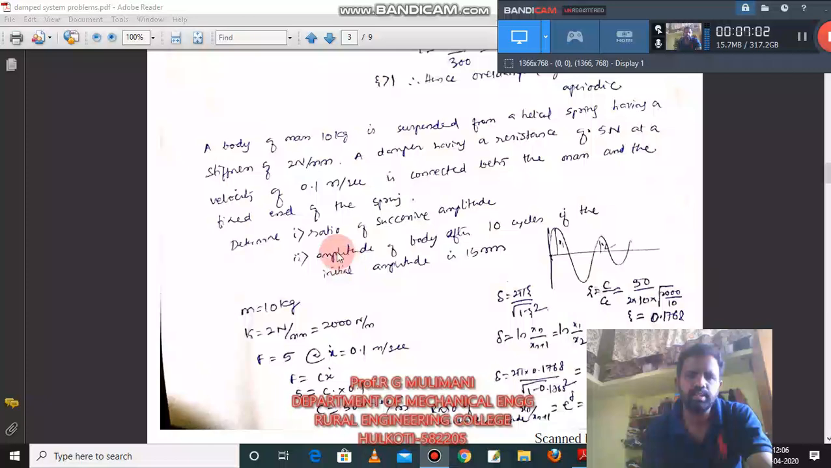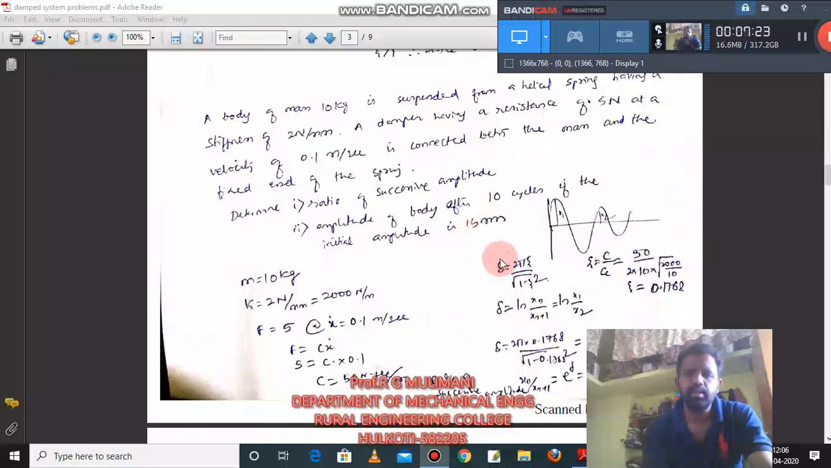Using these three values, now you find the ratio of successive amplitudes. This is an underdamped system. This is the first amplitude, second amplitude, third amplitude, fourth amplitude. So he is asking what is the ratio of two amplitudes. What is x1 by x2 or x2 by x3? What is the ratio of successive amplitudes? We need to find x1 by x2 or any two successive ratios of amplitude.